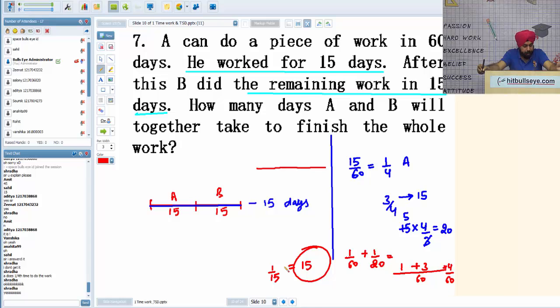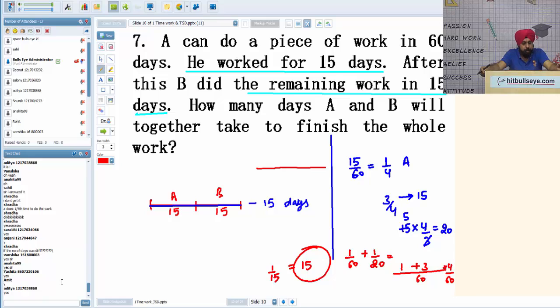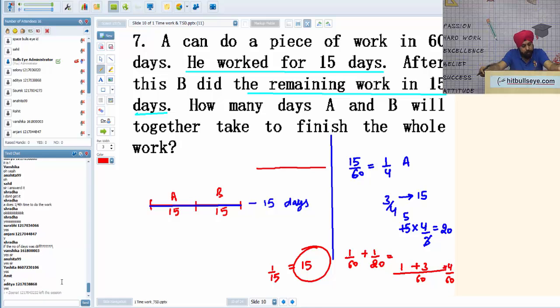Right students? I hope you all are clear about this. Okay, Shraddha, if the number of days were different, then you need to do the conventional method only. It is only because it was the same that we can apply the shortcut, right?